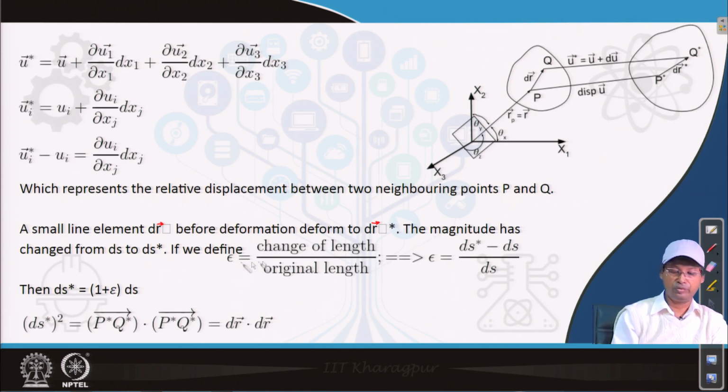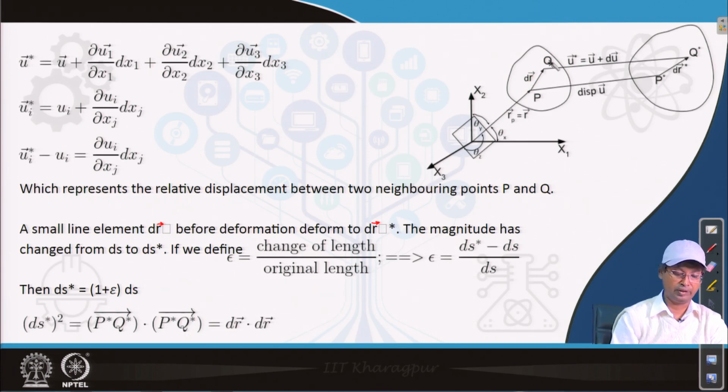Then the magnitude has changed from ds to ds star, and from the usual definition of strain, if we define epsilon is equal to the change of length by the original length, that gives us ds star minus ds divided by ds. With simple algebra, adding 1 on both sides, we get the relation that ds star, the changed length, is equal to 1 plus epsilon multiplied by ds, the original length.